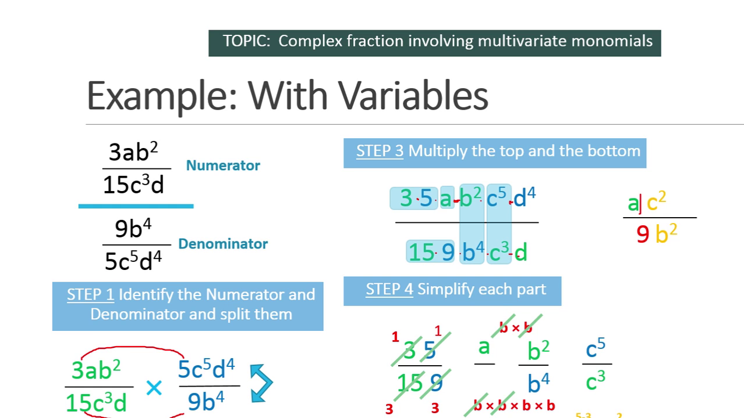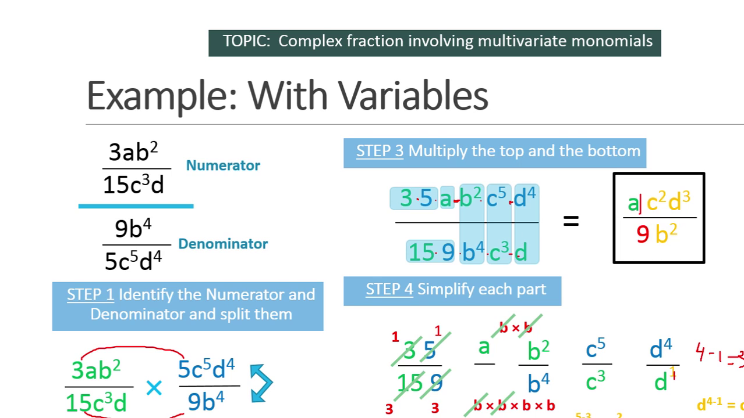Finally, we do our d's. D to the fourth over d. Okay, and d counts as a 1. So let's subtract our exponents. 4 minus 1. It's going to be 3. So is it going to be d to the 3 on top or bottom? Which one has more, on top or bottom? Top. So that's going to go in there.